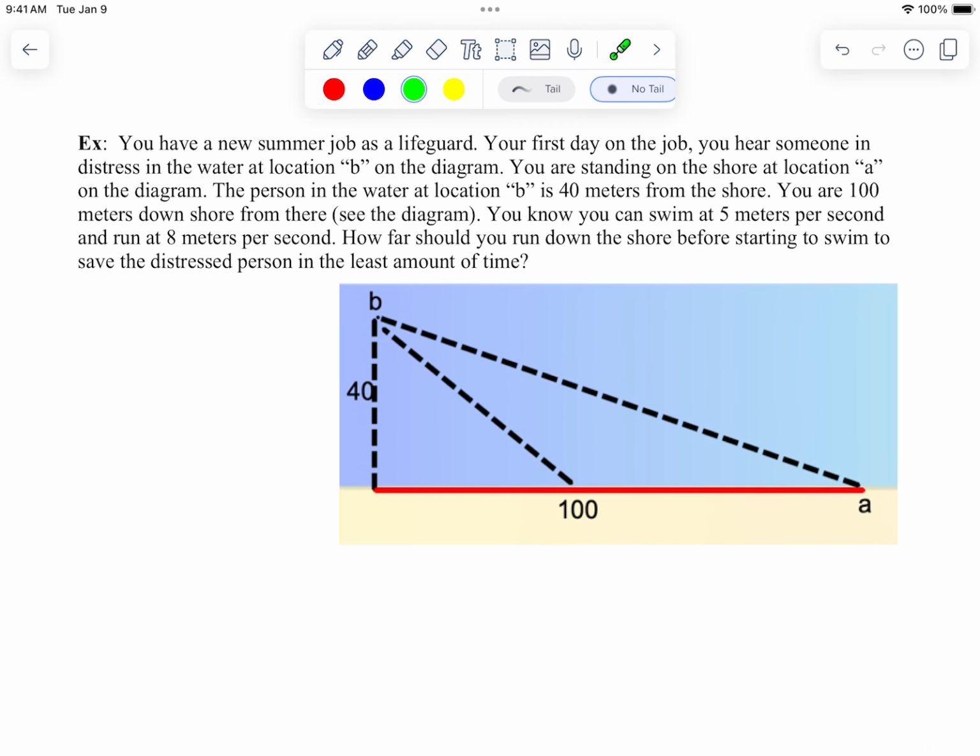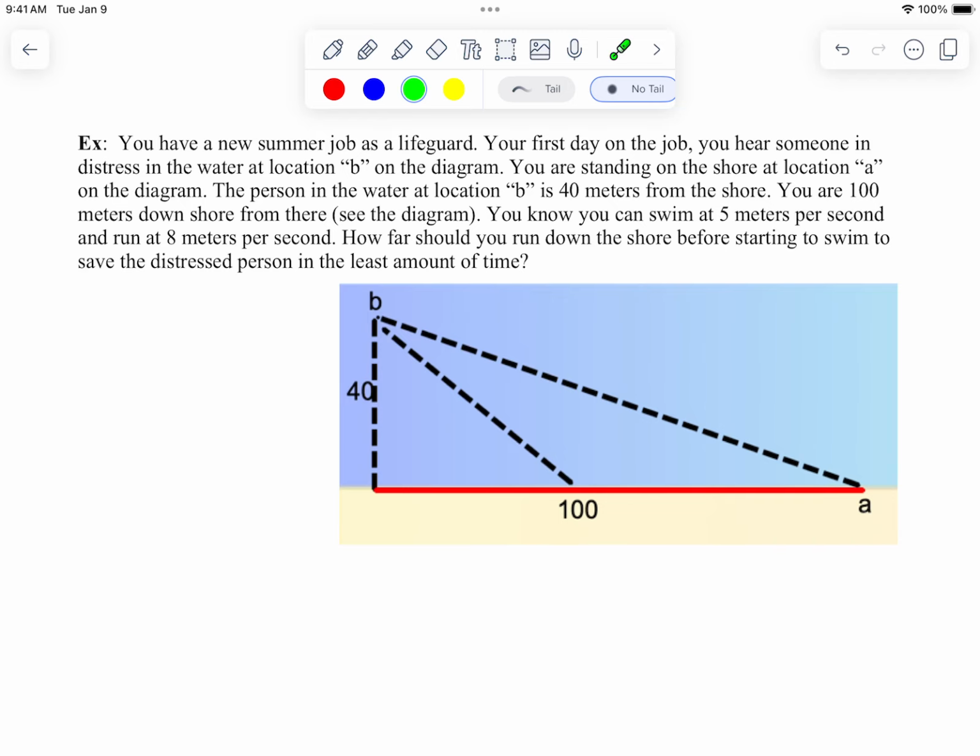Okay, so you have a new summer job as a lifeguard. Great. Your first day on the job, you hear someone in distress in the water at location B, so the person in distress is here. You are standing on the shore at location A, so you're here. The person in the water at location B is 40 meters from the shore, so this is 40, that is a fixed distance. You are 100 meters down the shore from that location, so this entire red line is 100, also a fixed distance.